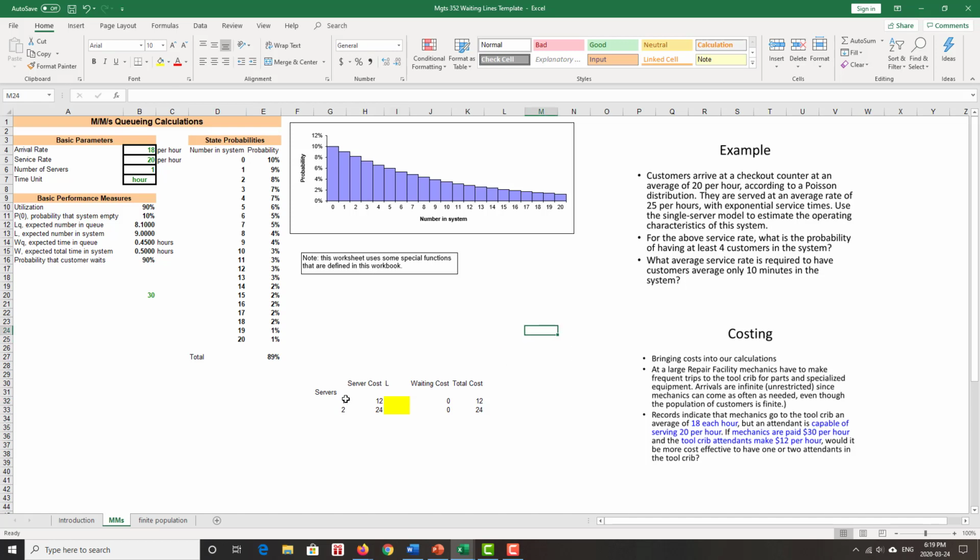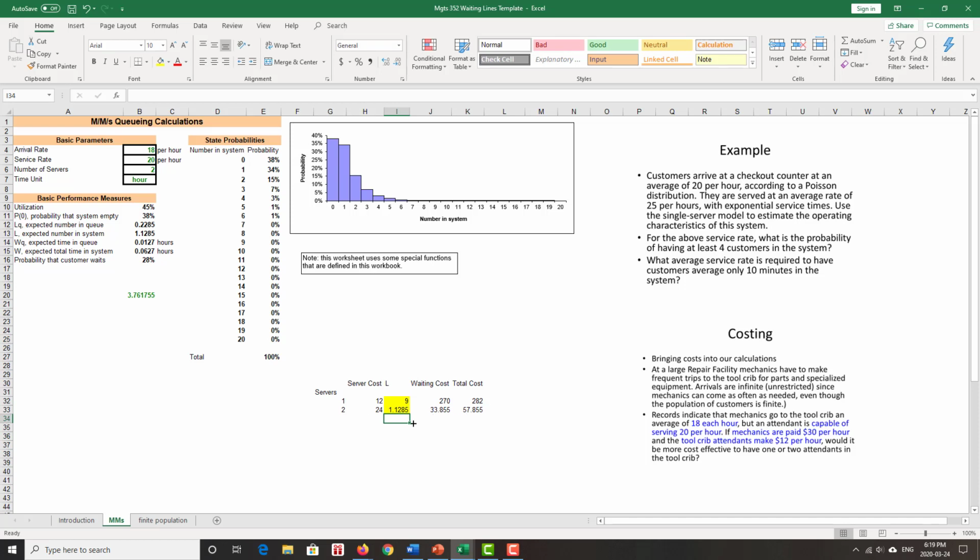How many people in the line in each one of those two scenarios? First time, I run the L, and I see I got 9 people in the line. Servers 1, 9. Whoosh, instantly got all my costs. Now I add a second server. All I have to push in is a 2. 2 servers, saboom. Now I have 1.1285 in the line.